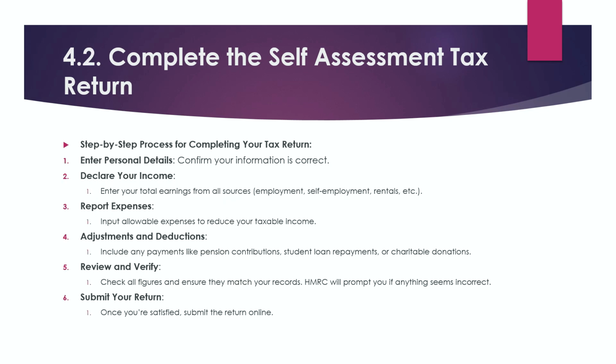Step-by-step process for completing your tax return. Enter personal details, confirm your information is correct. Declare your income. Enter your total earnings from all sources, employment, self-employment, rentals, etc. Report expenses. Input allowable expenses to reduce your taxable income. Adjustments and deductions. Include any payments like pension contributions, student loan repayments, or charitable donations.